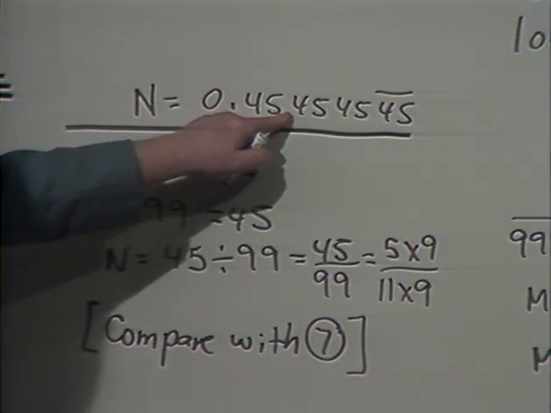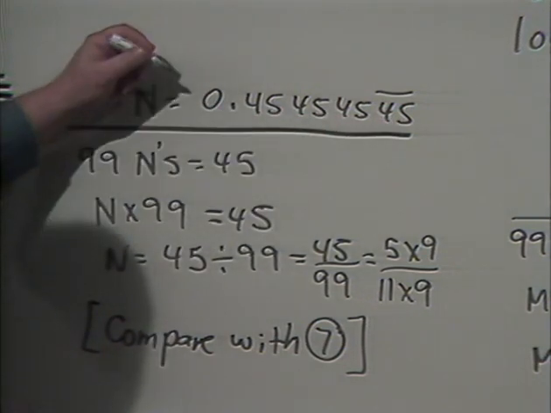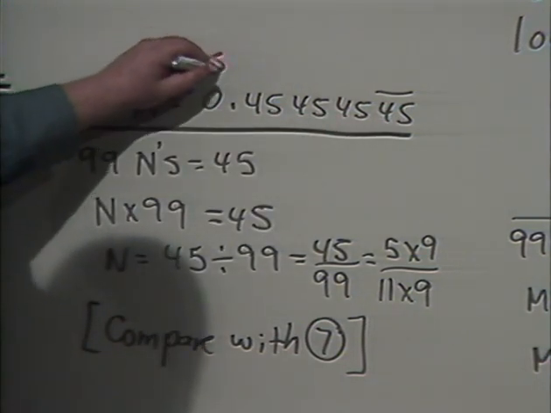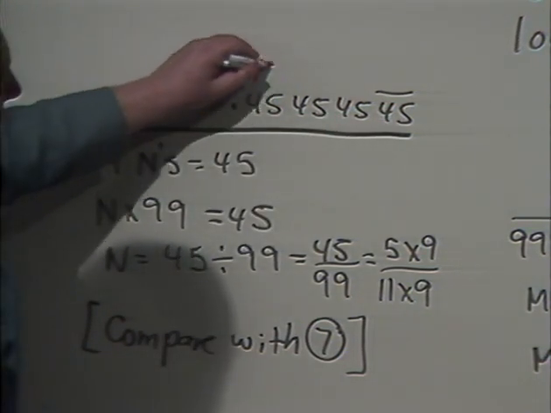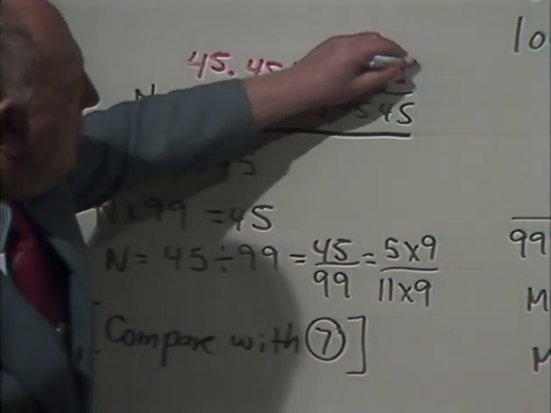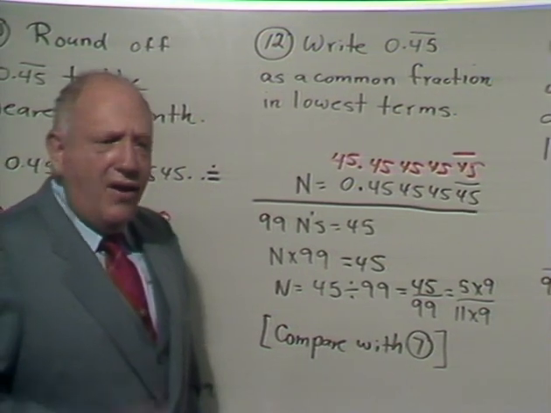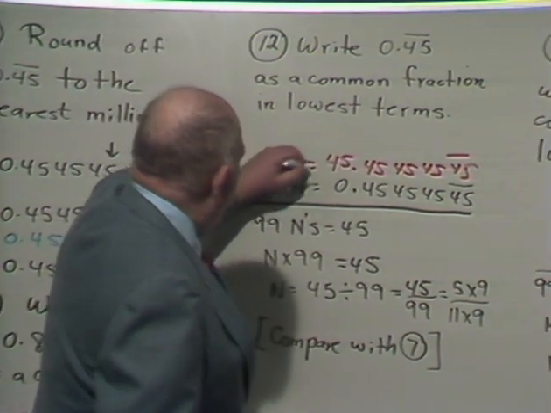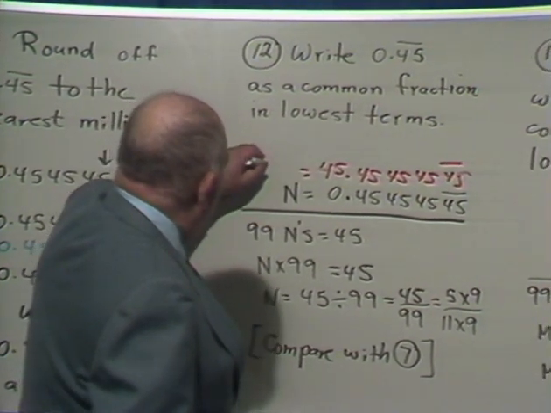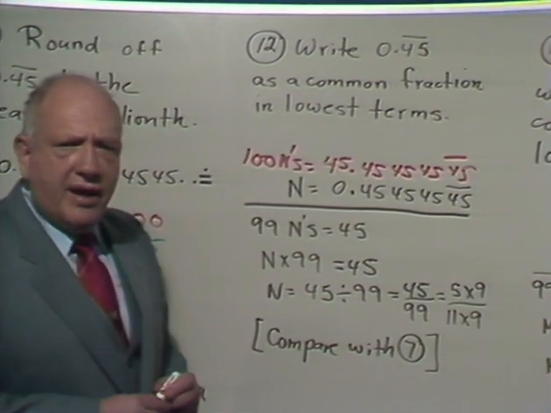I wind up with 45.454545. See, what I'm going to do is I'm going to move the decimal point 2 places to the right. And that still gives me what? 45.454545 endlessly. By the way, what do you do when you move a decimal point 2 places to the right? You're multiplying it by 100. So if this was 1n, moving the decimal point 2 places to the right gives me 100 n's.